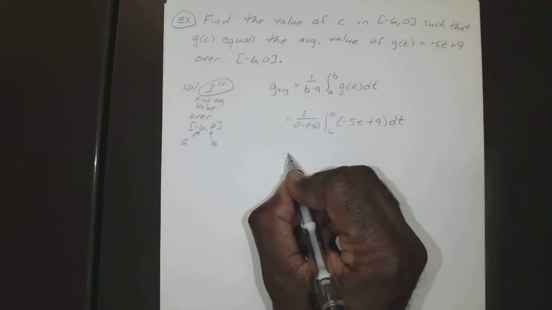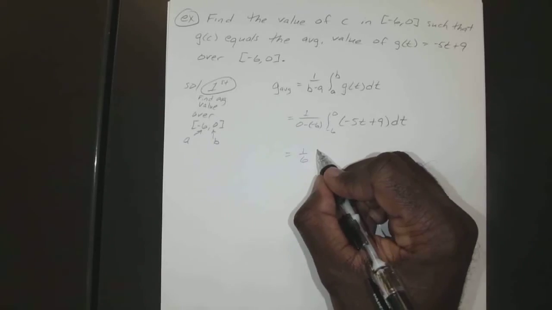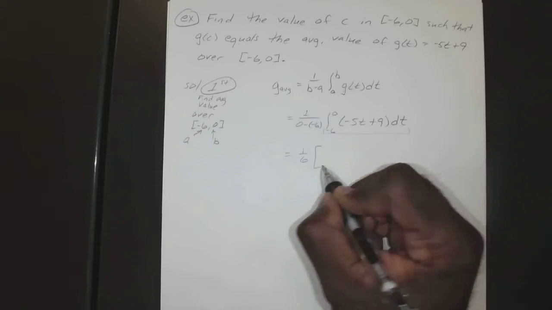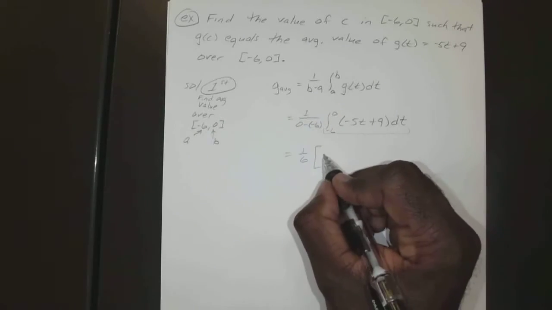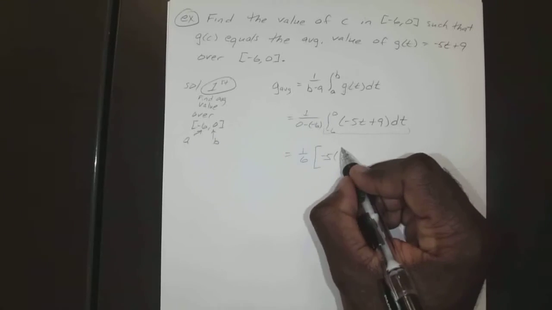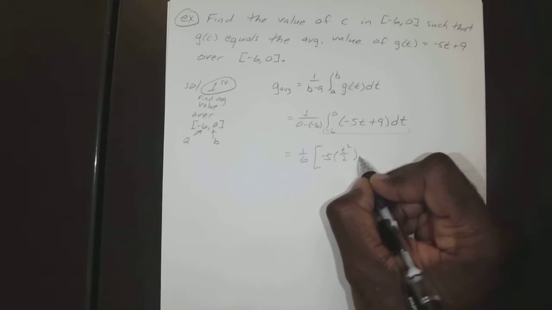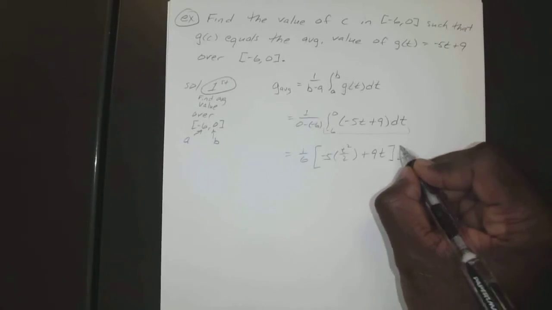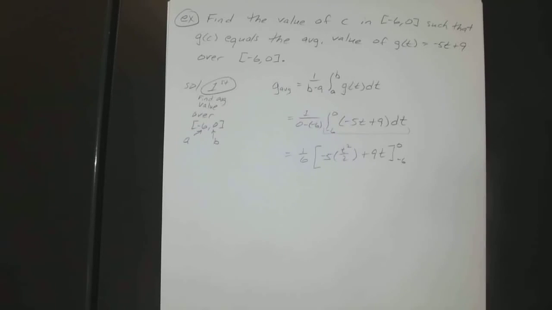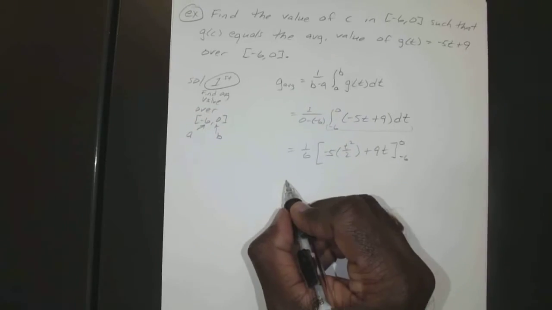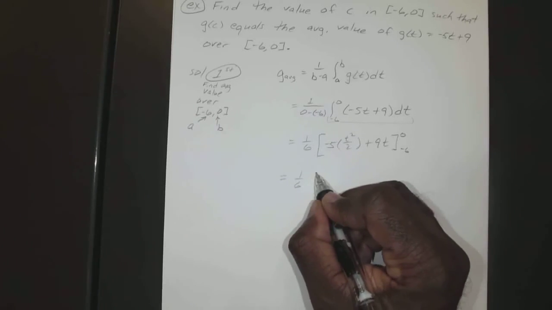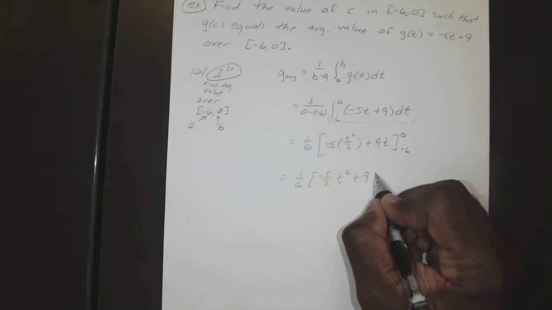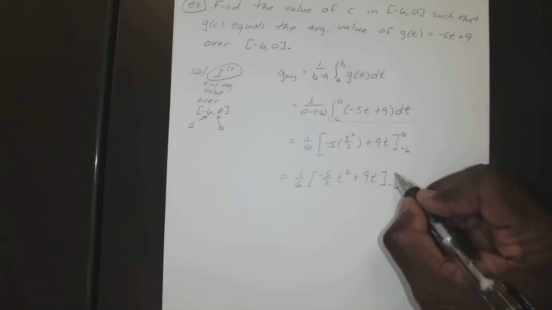Okay, so that ends up being 1/6. And if we go ahead and integrate that, remember that's multiplied by that entire thing. You have negative 5 times T squared over 2 plus 9T, and that's from negative 6 to 0. Okay, so if we want to bring out that 2, we could, and just make it 1/6 times negative 5 over 2 times T squared plus 9T from negative 6 to 0.